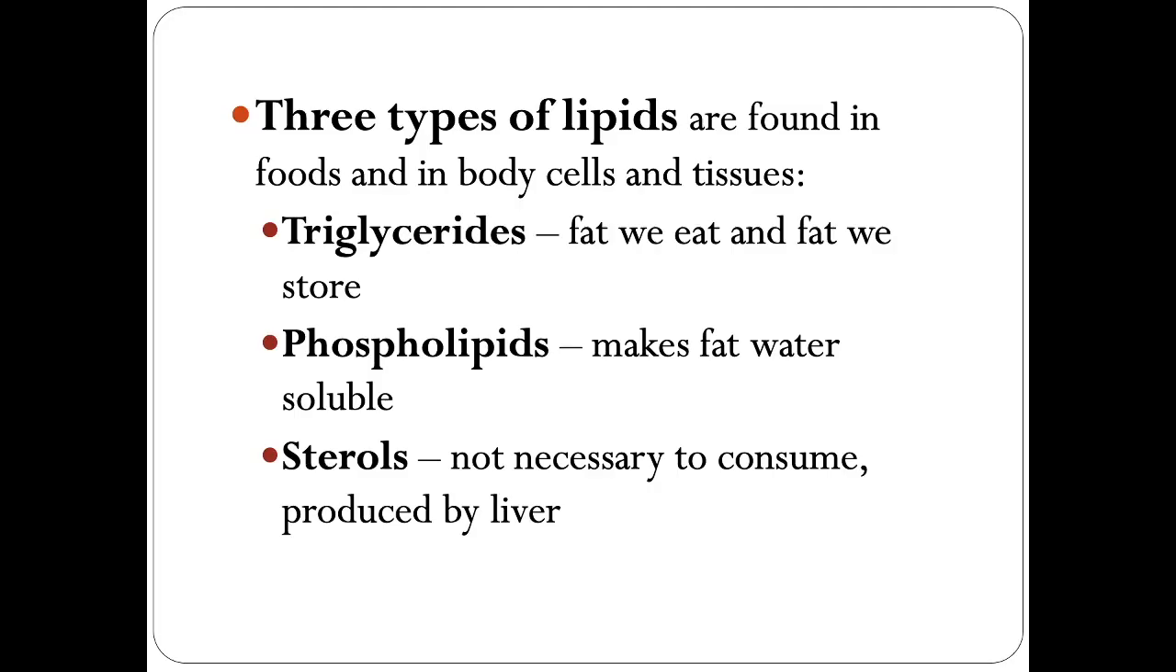There are 3 types of lipids found in the body and in food. The most common one that you've probably encountered before in great quantities are triglycerides. These are the fat that we eat and the fat that we store in our fat cells. There's another type of lipid called a phospholipid, which is a partially converted triglyceride molecule. This helps to make fat water soluble and is the main component of cell membranes. And sterols, which include cholesterol, are the precursors for hormones, and they're produced in the liver. In general, we don't have to consume sterols because we get them from synthesis in our livers from other molecules that we consume.